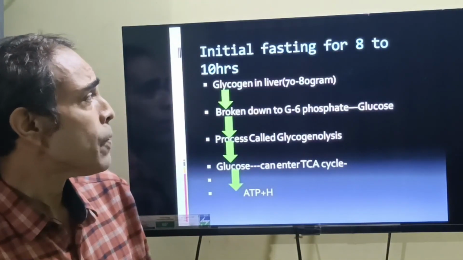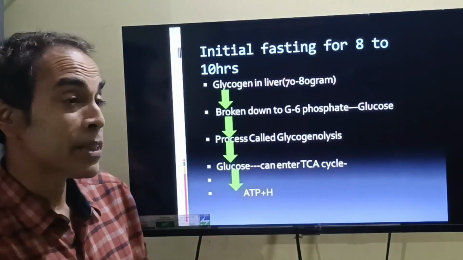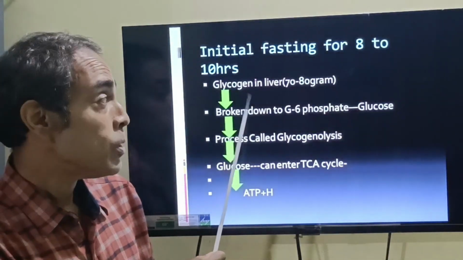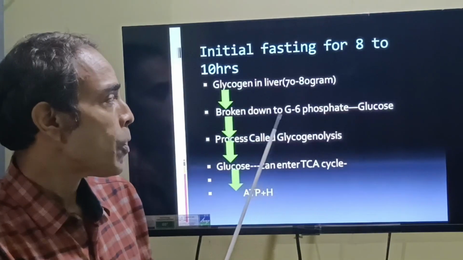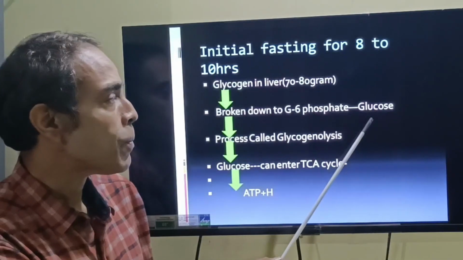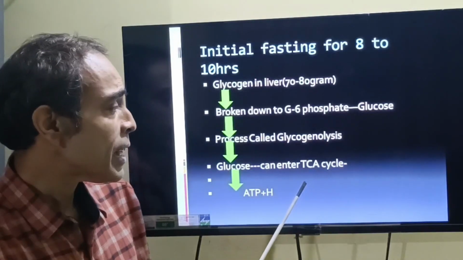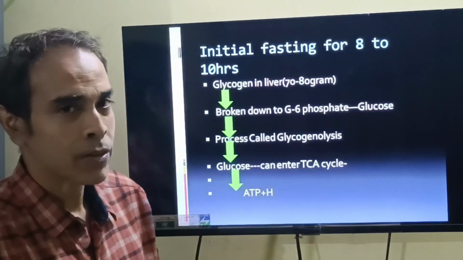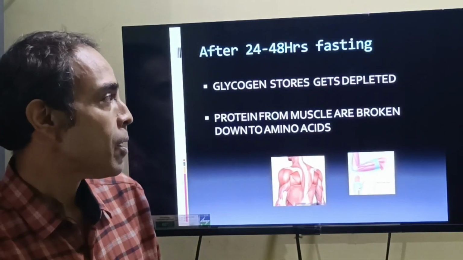So in all these situations, the first part is the initial fasting, for 8 to 10 hours. The glycogen in the liver, which is around 70 to 100 grams, is now broken down. When it is broken down, glucose 6-phosphate is converted to glucose. This process is called glycogenolysis, and then this glucose can enter the TCA cycle to form ATP and hydrogen ion concentration.